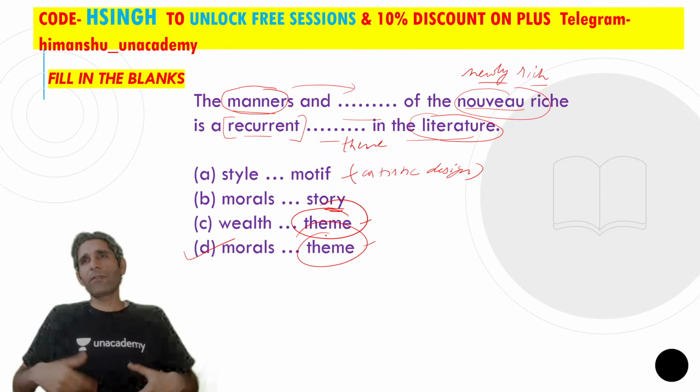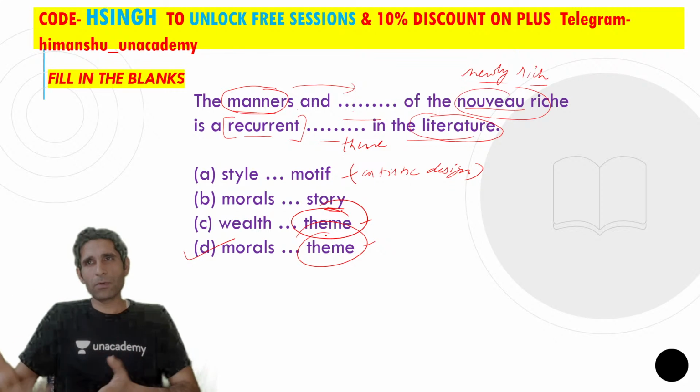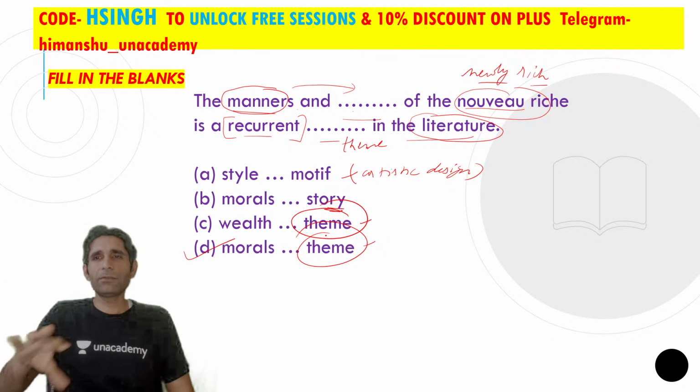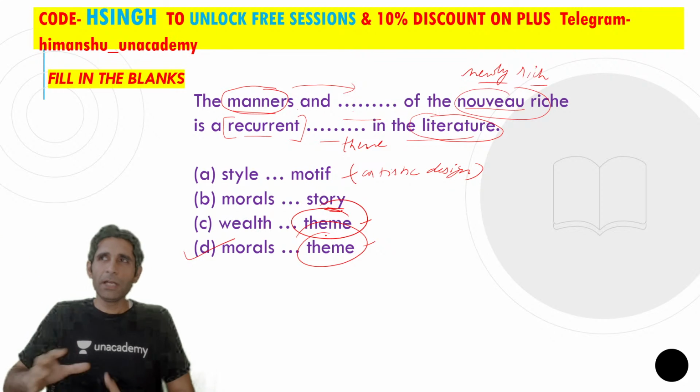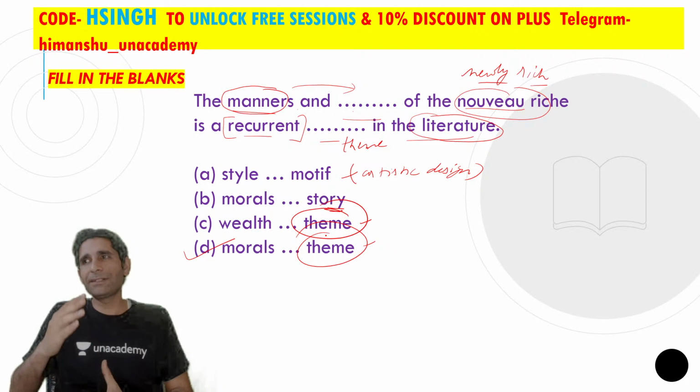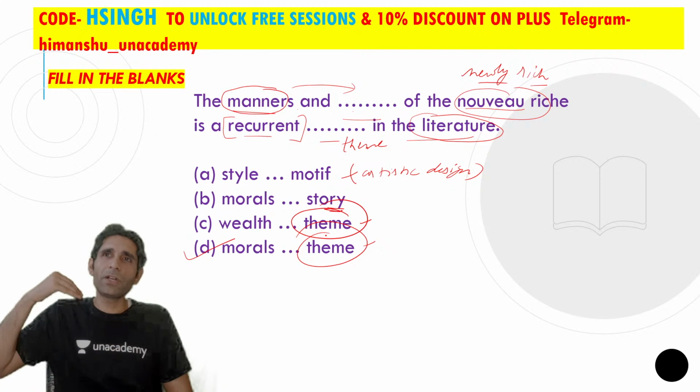So when you use the word recurrent का मतलब वो चीज बार बार हो रही है, वो बार बार रिपीट हो रही है. So एक similar topic पे चीजें बन रही है ना. So like when you look at literature and you are looking at something that is recurrent, that means it's happening again and again. Okay, so the word would be theme.